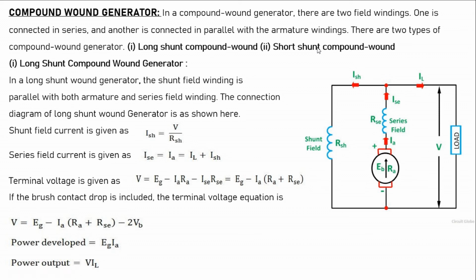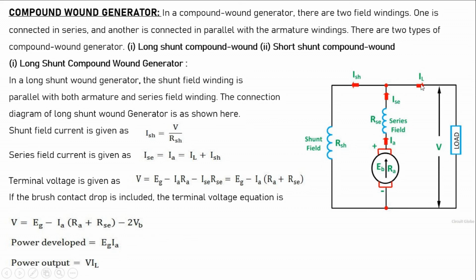Now, what is meant by long shunt compound wound? In a long shunt compound wound generator, the shunt field winding is parallel with both the armature and the series field. See here, you can observe the shunt field which is parallel with the armature as well as the series field. The armature and series field are in series, and this shunt field winding is parallel to both. Here the shunt field current is given by V by RSH, because this shunt field is parallel with this load. So we can calculate ISH as V by RSH.